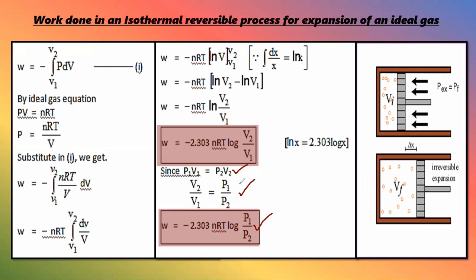Now what type of numericals can come? It may be asked to calculate the work done for a system. Suppose we have 2 moles of an ideal gas which at 20 degrees Celsius expands from a volume of 10 liter to 15 liter. Calculate the work done in this process. Then let us write the credentials that I told you here.